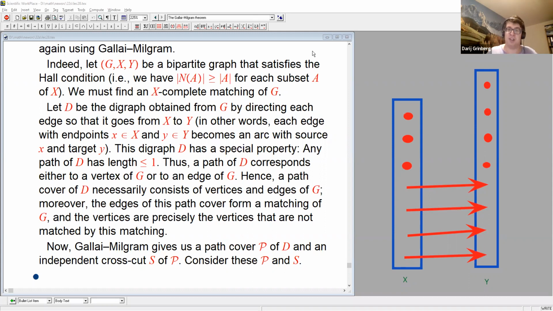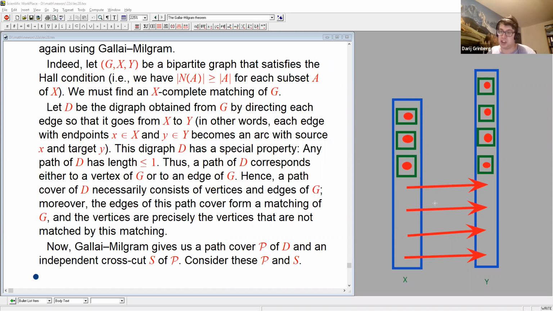Now, how does the independent crosscut look? Well, it's a crosscut, so from each path you choose one vertex. In case of a length 0 path, that's obvious, because there is only one vertex on each path, so you have to choose that one vertex. So all of these unmatched vertices, they have to belong to S.